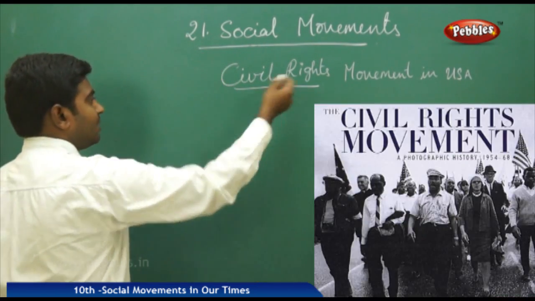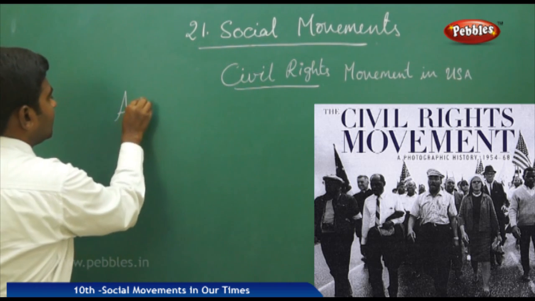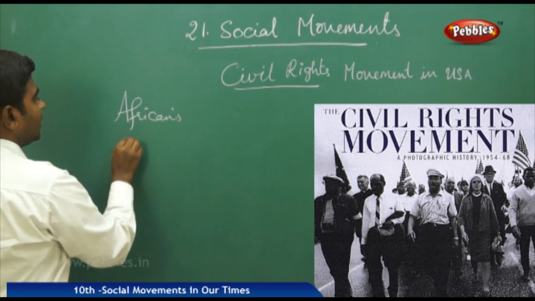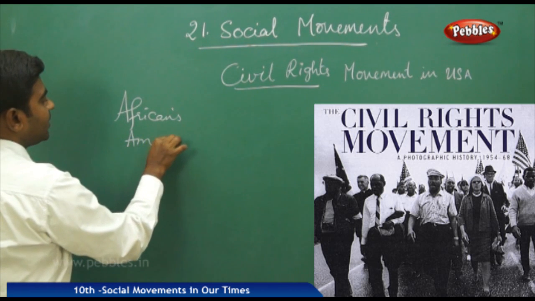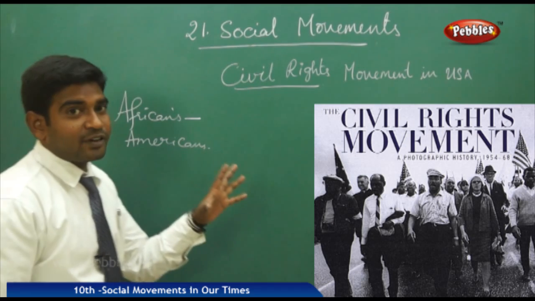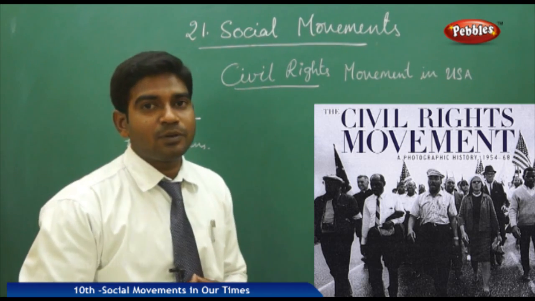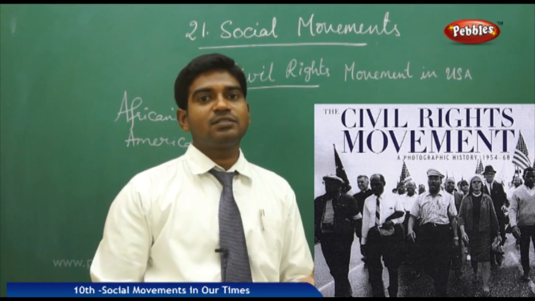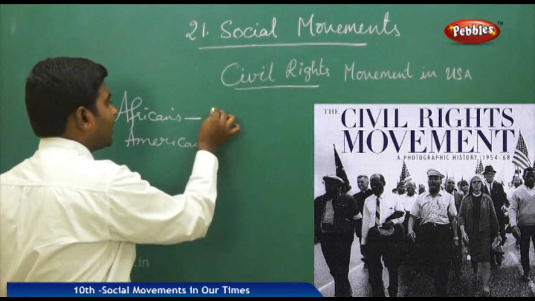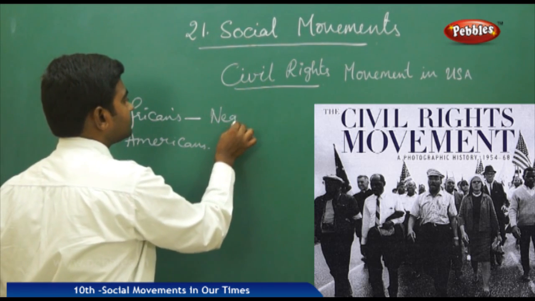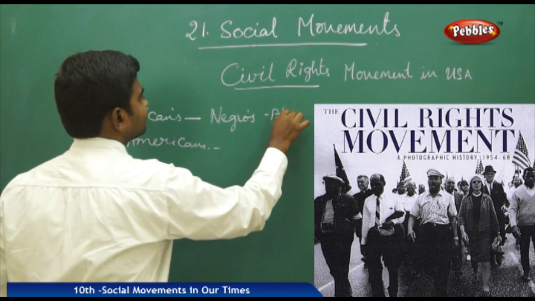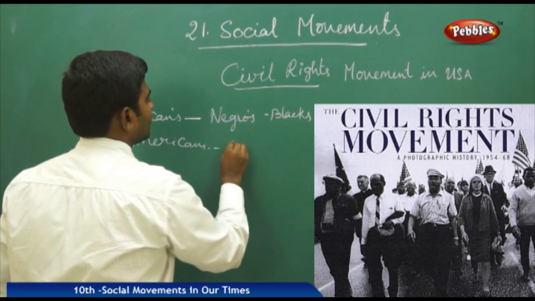In America, we have a population of Africans and basic Americans. The African people are dark colored people when compared to the Americans. Americans are bright colored people, or white colored people. The African people are also known as Negroes or blacks, and the Americans as whites.